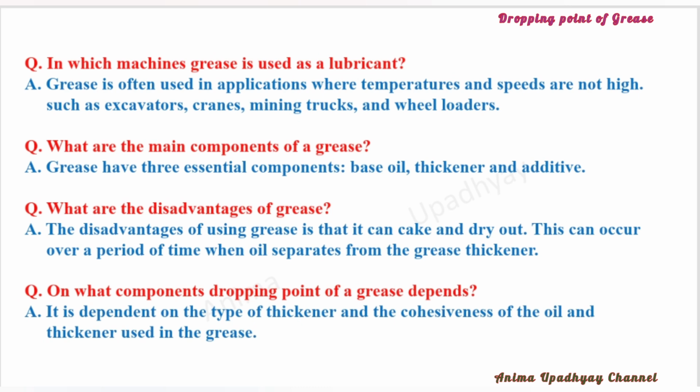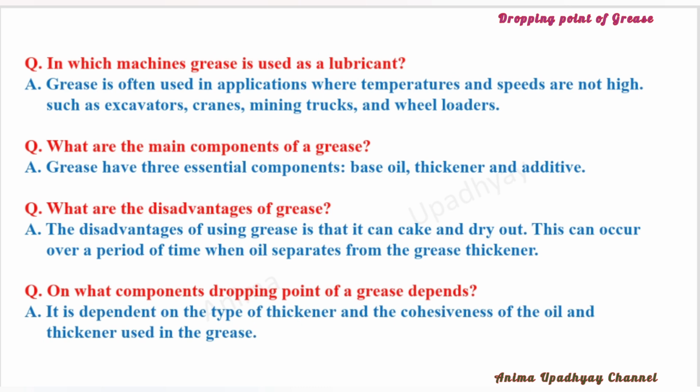What are the main components of a grease? Grease has three essential components: base oil, thickener, and additive. What are the disadvantages of grease? The disadvantage of using grease is that it can cake and dry out. But this can occur over a period of time when the oil separates from the grease thickener.